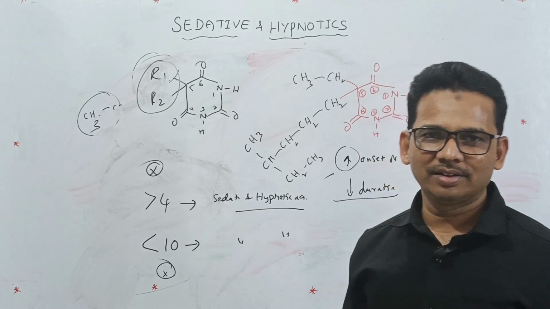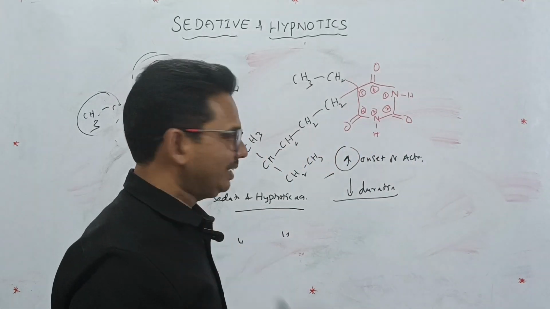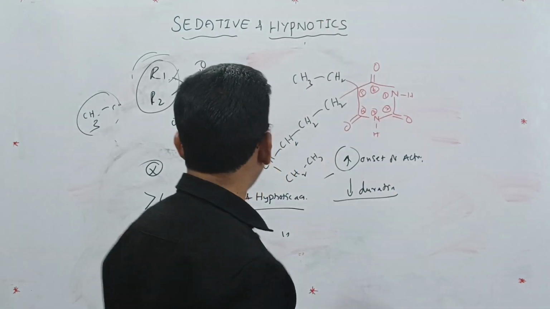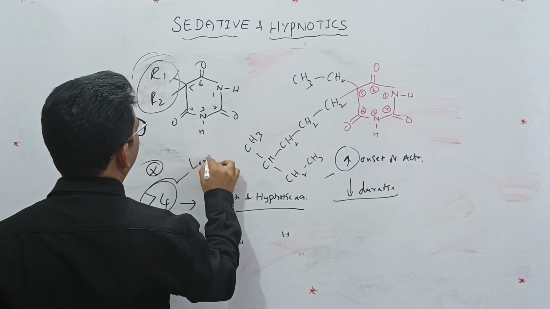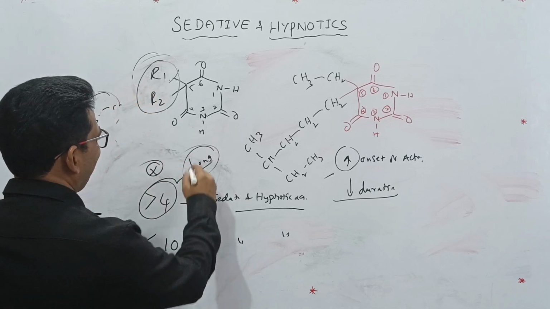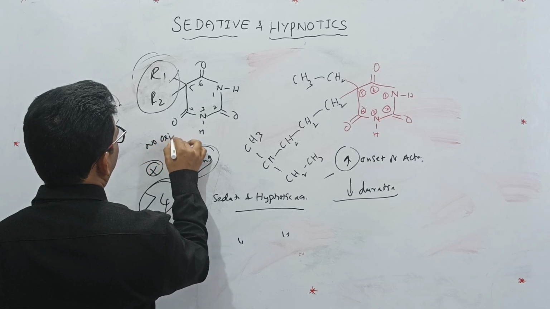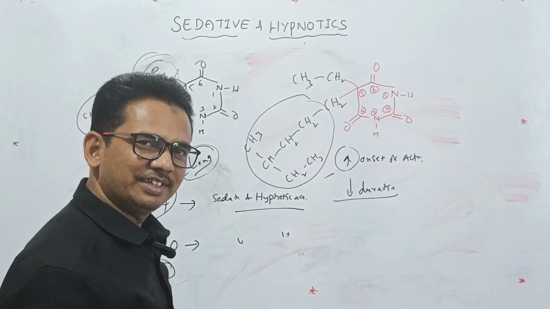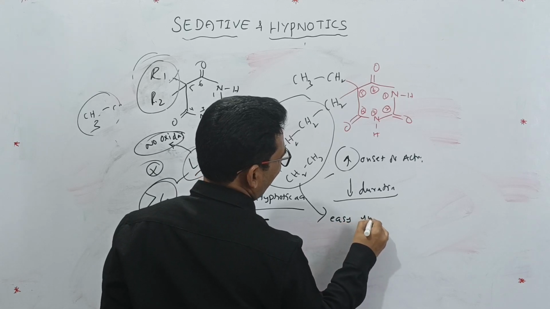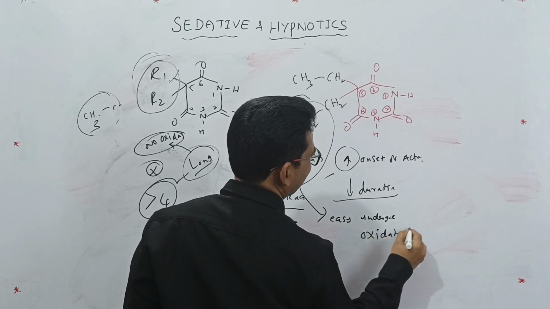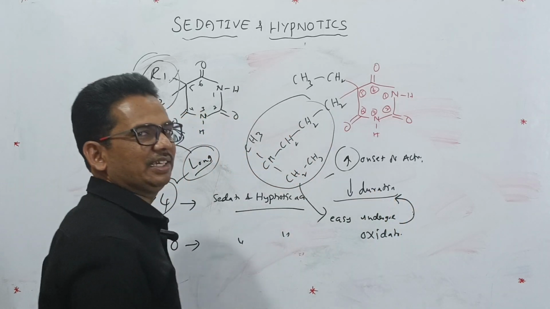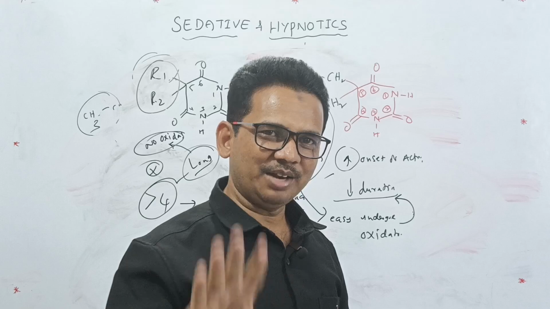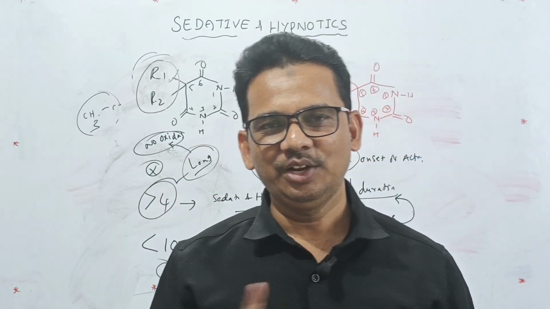See how the SAR is very interesting, no? If 4 carbons are there altogether at both positions, what will be produced? Long duration of action, very long, because less number of carbons, no oxidation. If the number of carbons is 7 or 8, it easily undergoes oxidation. That's why the duration of action will decrease, but onset of action will be more. If the total number of carbons is 5, intermediate, even onset of action and duration of action.